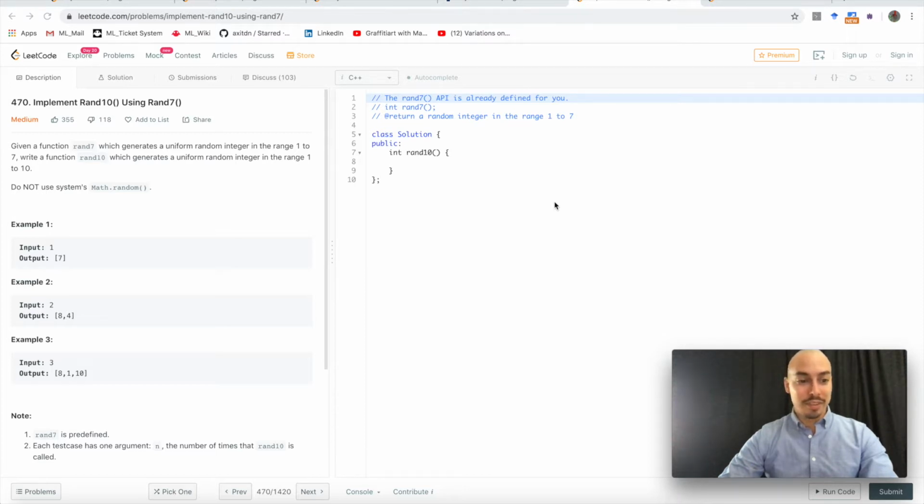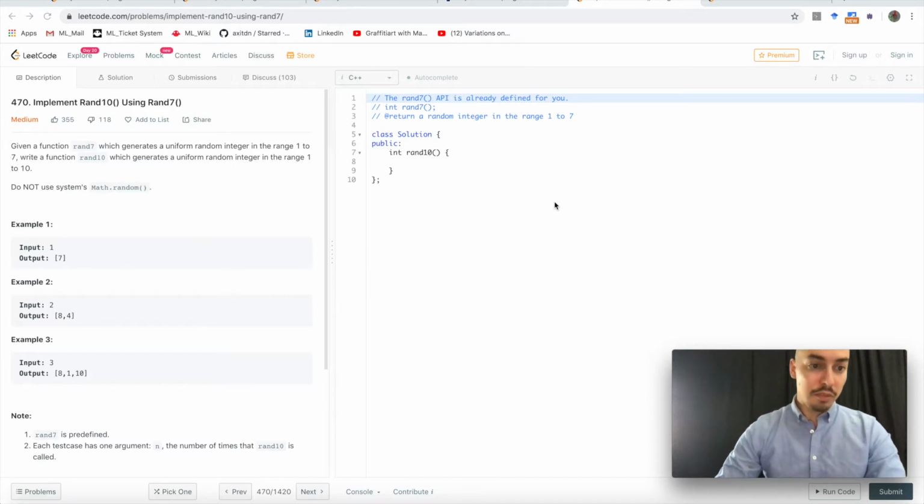So here are a couple of examples. If you draw 1, you might get a 7. If you draw 2, you might get an 8, which is beyond the 7, and a 4. Draw 3, you might get something like 8, 1, and 10 uniformly distributed over the range from 1 to 10. Rand7 is predefined as one node, and each test case has one argument, n, the number of times that rand10 is called.